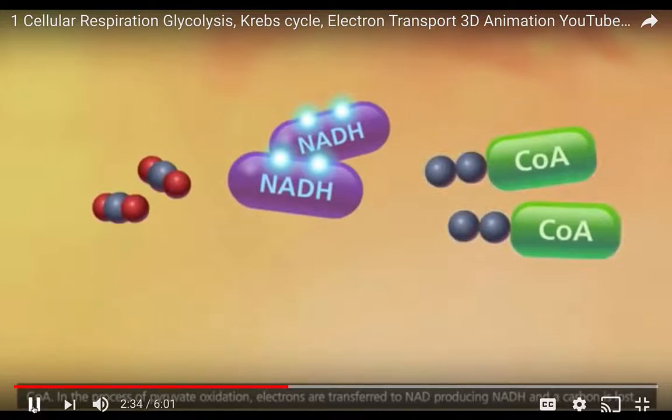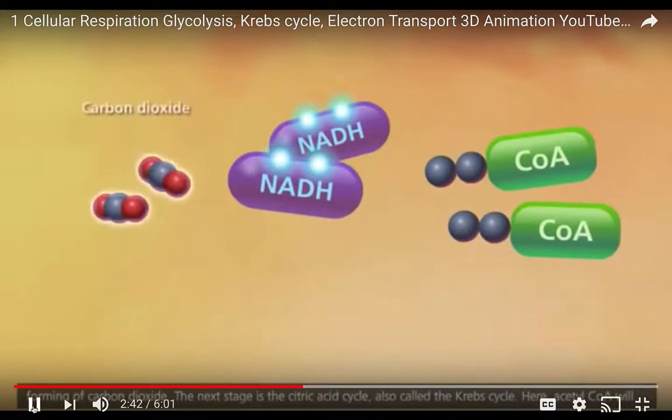In the process of pyruvate oxidation, electrons are transferred to NAD, producing NADH, and a carbon is lost, forming carbon dioxide.